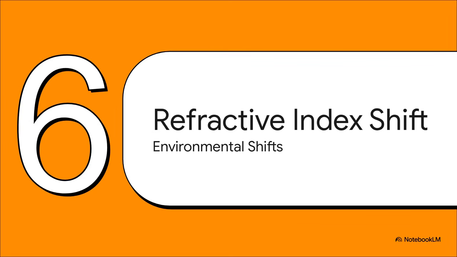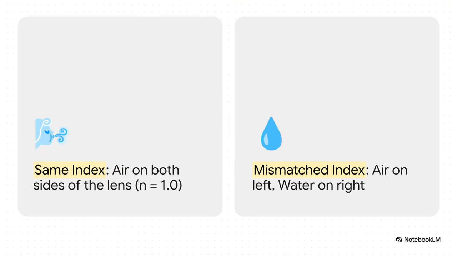Finally, we reach Section 6, refractive index board pearls. Let's talk about the environmental shift and end with a slightly more advanced concept. Up to this point in the explainer, we've assumed perfectly uniform refractive indices, air on the left, air on the right, both with an index of 1.0. But what happens if we introduce a mismatched index?